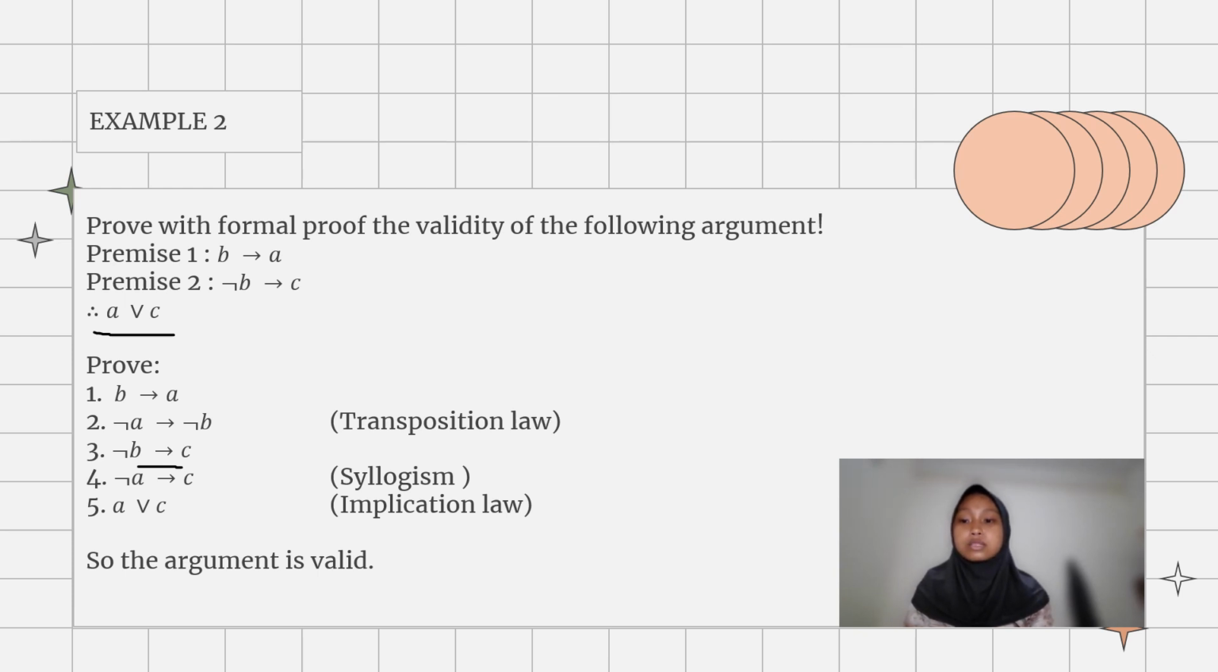So from statement number 2 with number 3, with syllogism, we get the negation of A implies C. The statement of number 4 with the implication law, we know that A or C. So the conclusion is true. So the argument is valid.